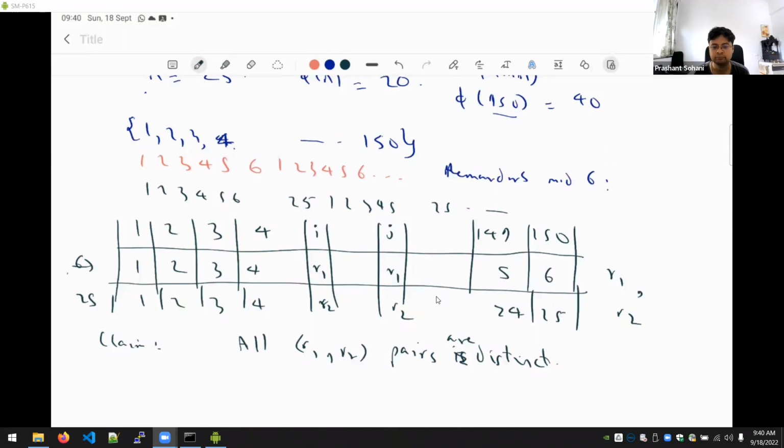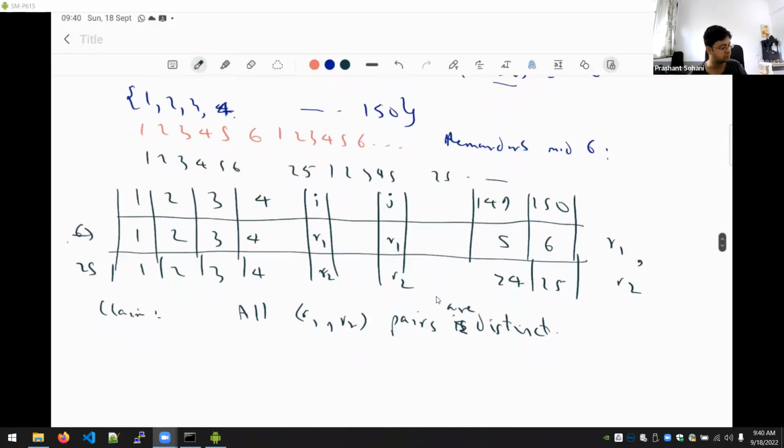Sir, we know if the R1, R2 pair is the same, we know that this will have a solution in 6 times 25, which is 150. But if two R1, R2 pairs are the same, that would mean that there are two numbers which leave the same remainders and are smaller than 150, which is not possible.